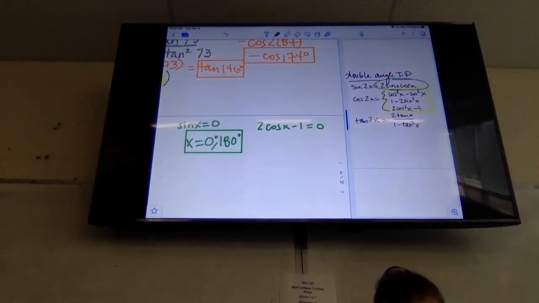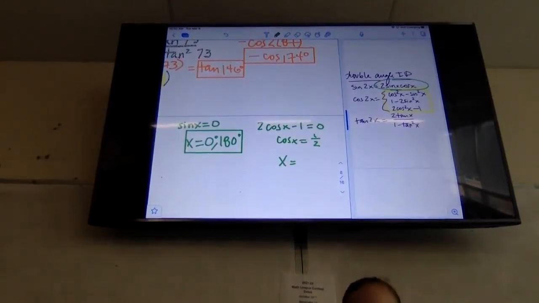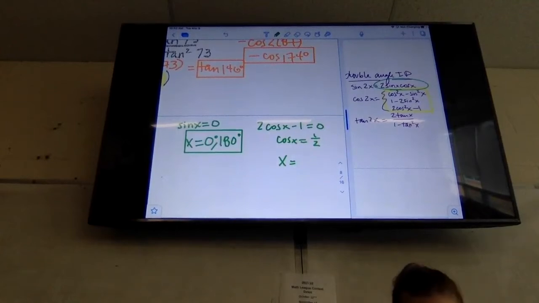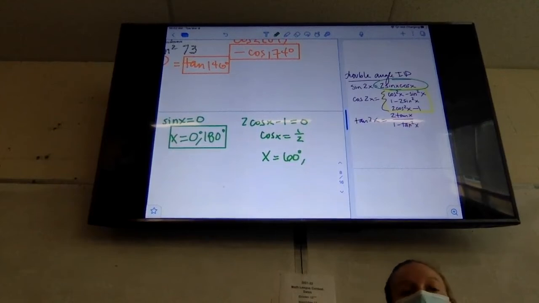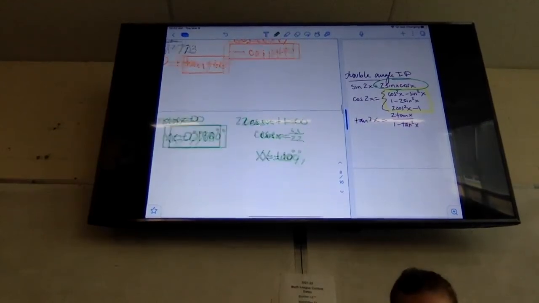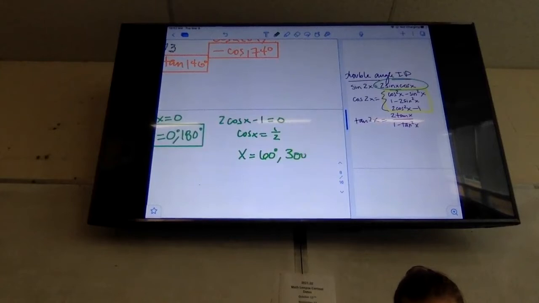We got to add 1 to both sides. We got to divide by 2. So I have 1/2. What angles give me cosine of 1/2? 60 degrees has an x of 1/2, good. And then where's the other place that we would have a positive 1/2 as my x? Quadrant 4. And that angle should be 300, right?